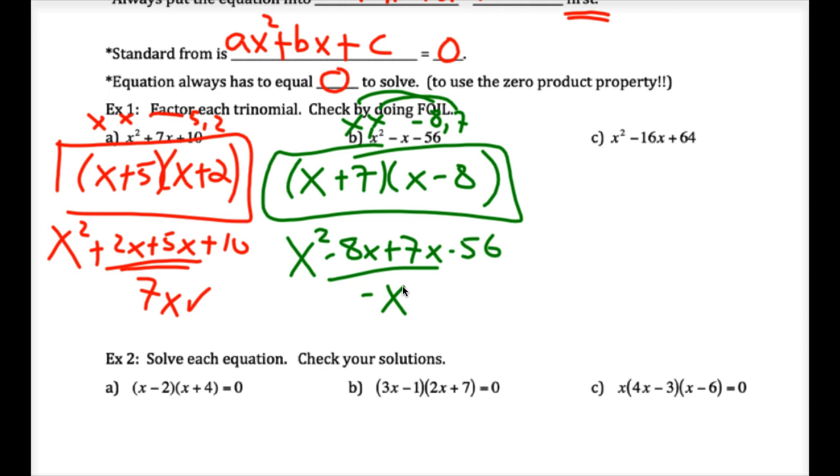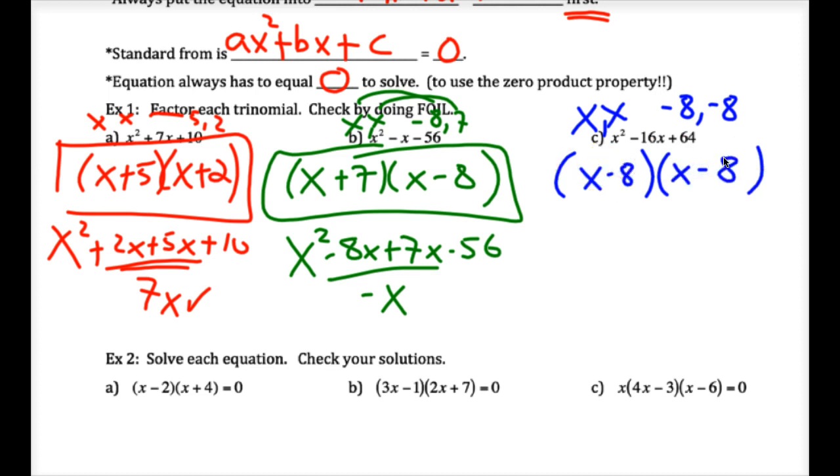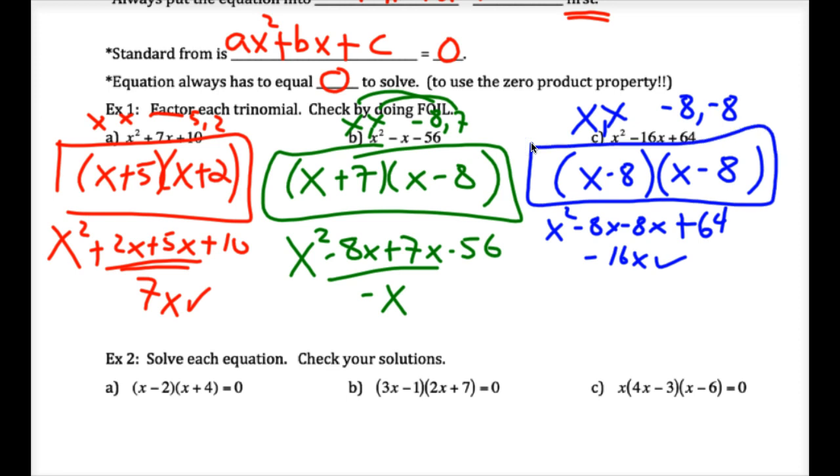I can do this in about 15 seconds. You guys get good at these. What are factors of 64 that make negative 16? Negative 8, negative 8. Very good. So what's that thing called? Does anybody remember? A perfect square trinomial. Everybody say it. Perfect square trinomial. Because it makes a perfect square. X squared minus 8x minus 8x plus 64, minus 16x. Checks out. We're just factoring the first 3. Reviewing, it's very easy.